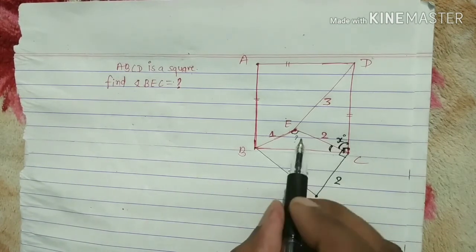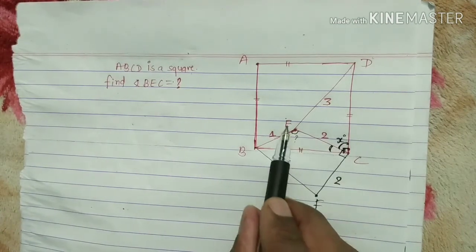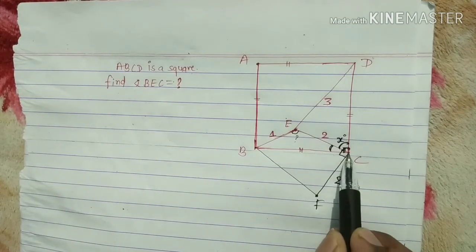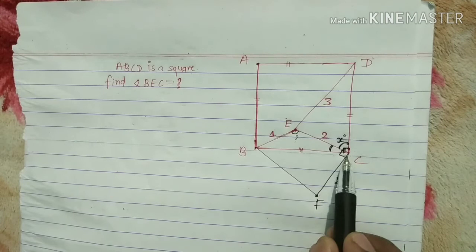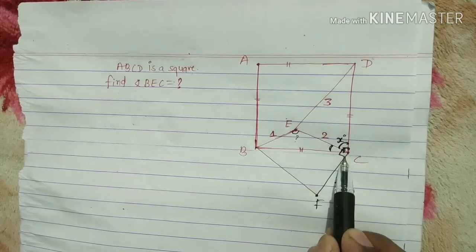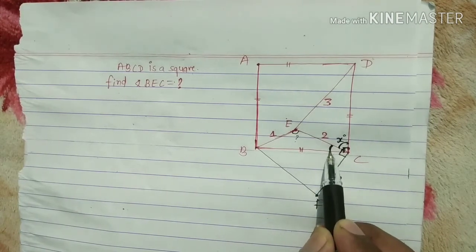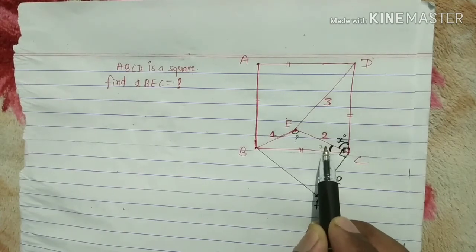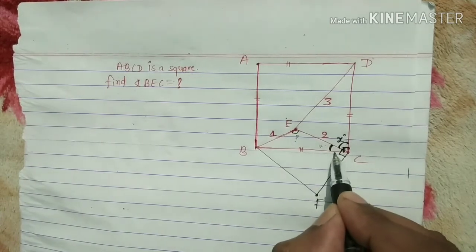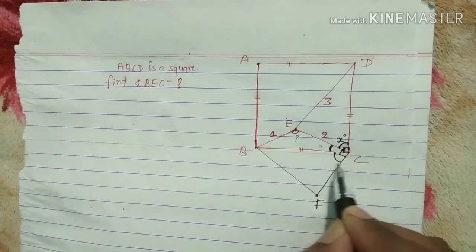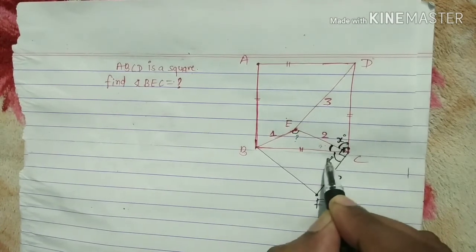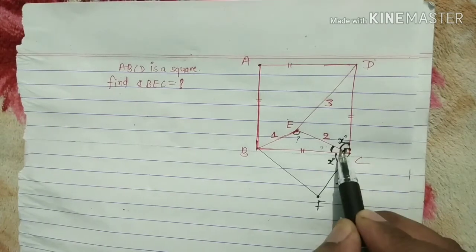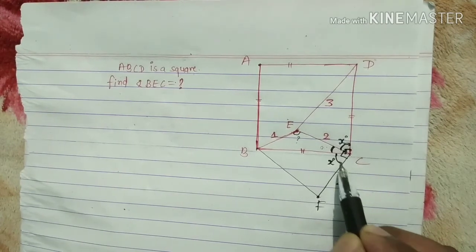Okay, and as you can see, the angle ECF is also 90 degrees here, because we have constructed a line CF which is perpendicular to EC. So this angle is also 90 degrees, and this angle we have calculated before as 90 minus X. So if this angle is 90 minus X, then this angle should be X degrees. So finally, these angles and these angles are going to be equal here.